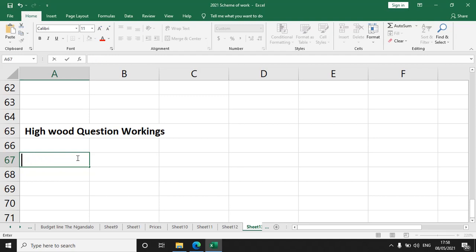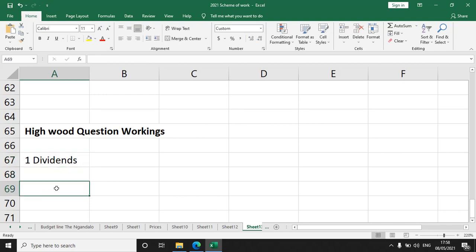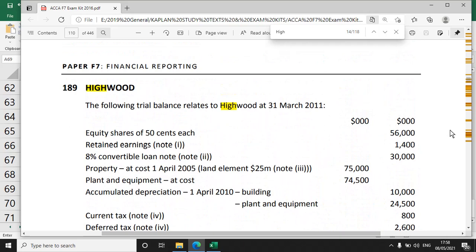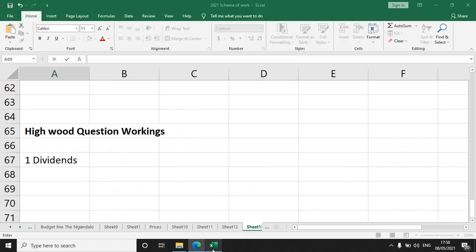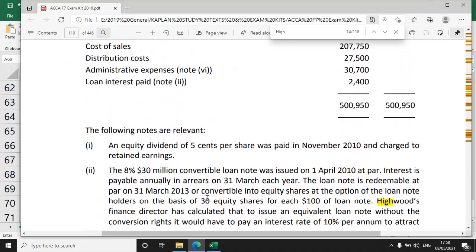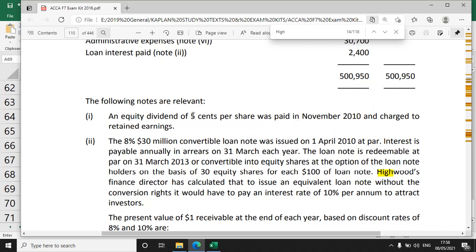So note 1 deals with equity dividends. I'll just write dividends here, and how do we find the dividends that was paid? It's as simple as this. You get the value of shares, which is the first line there. I hope you can see that. Then you divide that by 50 cents, and then you multiply that by the amount that has been given in the first note.